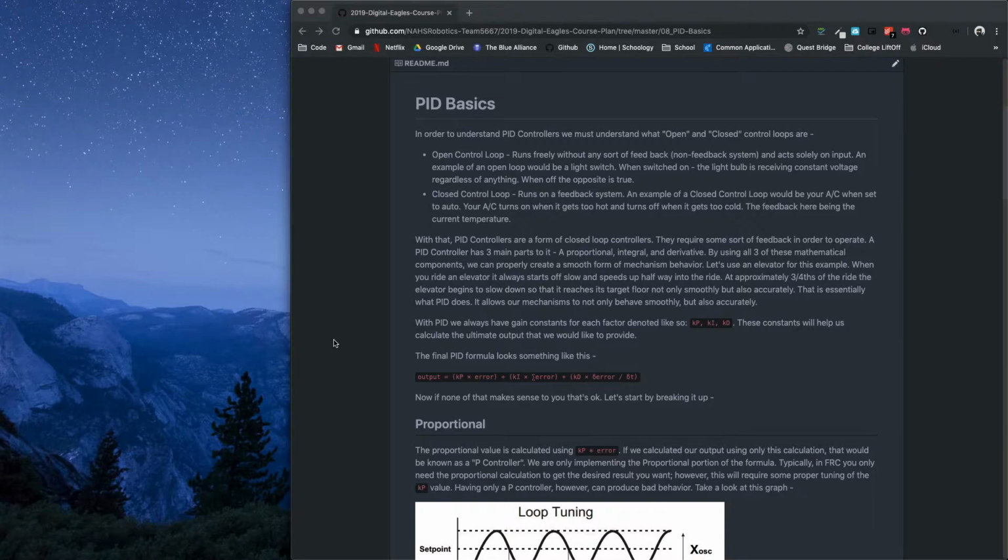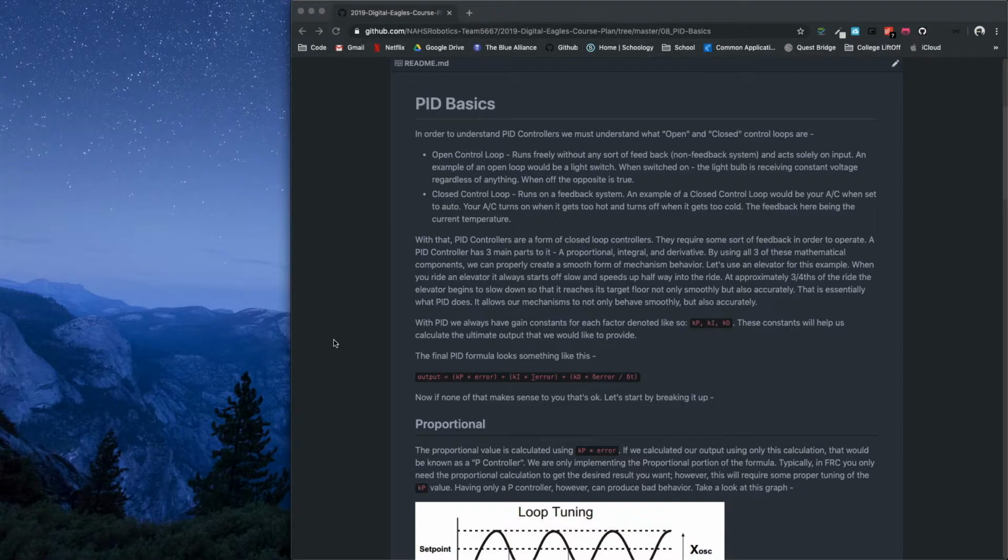So what are PID controllers? In order to understand what PID is, basically we need to understand what open and closed control loops are. So an open control loop essentially runs without any feedback. And what I mean by feedback is there's no sort of input going into the system. And so what that means is it's either on or off.